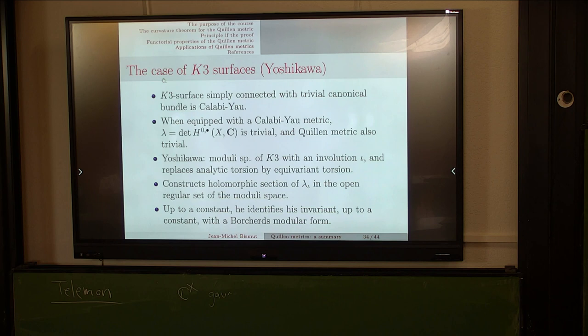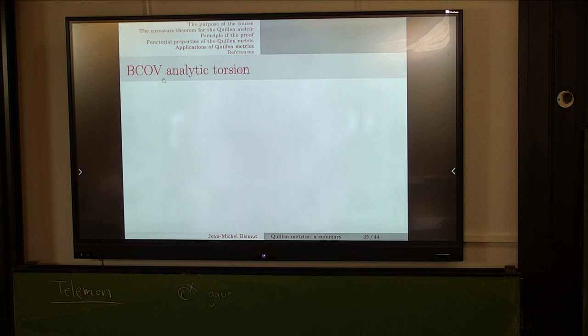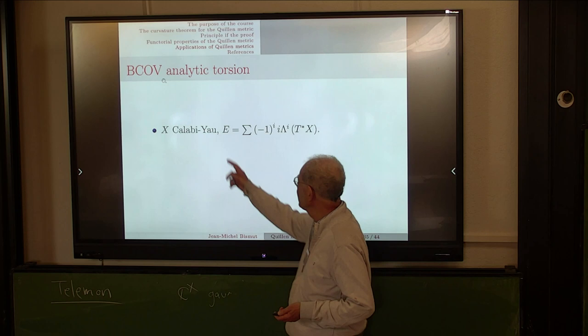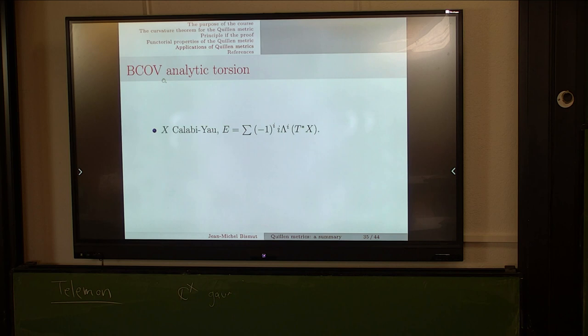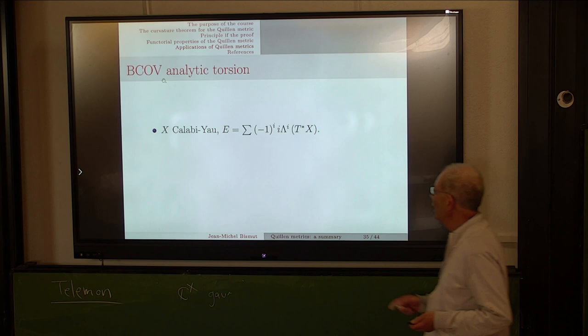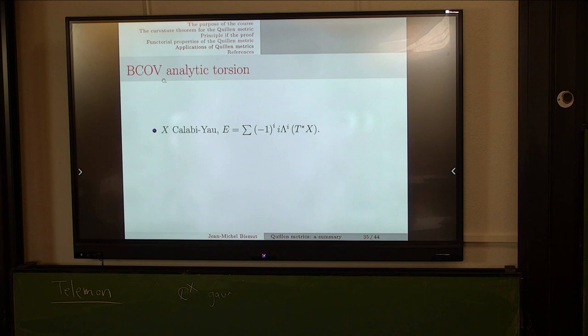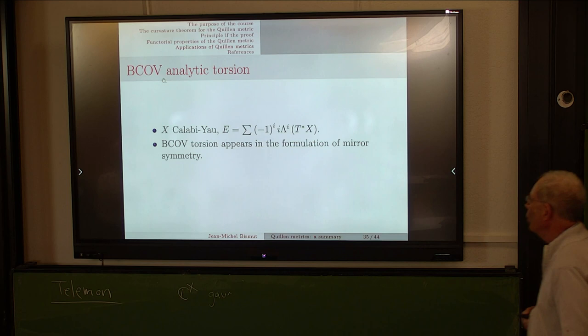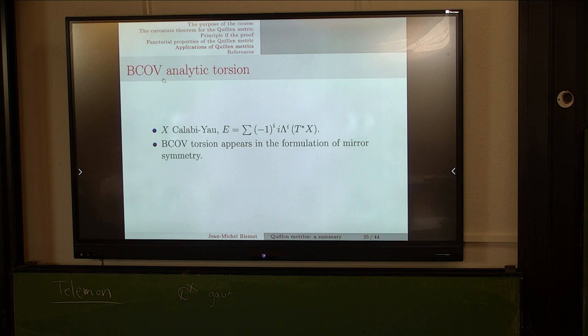Let me give a third example, which is the BCOV analytic torsion. So let me take X to be a Calabi-Yau, and I introduce as a twisting bundle, again, the sum of (-1)^i times i times the exterior algebra of the holomorphic cotangent bundle. So what I'm saying is that this BCOV, Bershadsky, Cecotti, Ooguri and Vafa torsion, appears in the formulation of mirror symmetry.